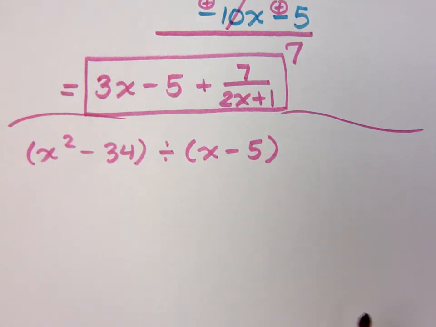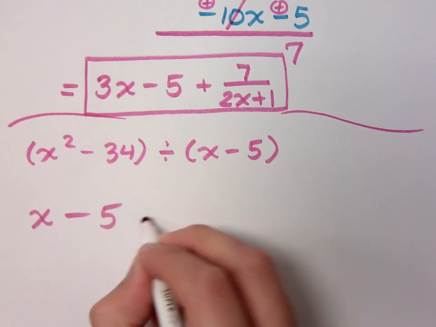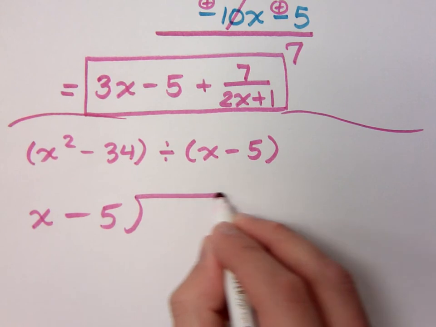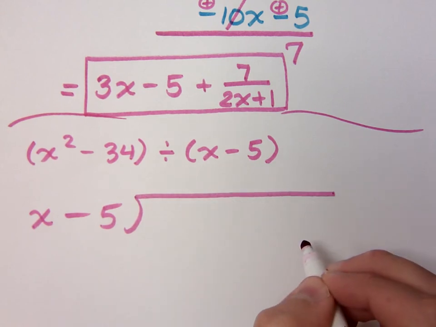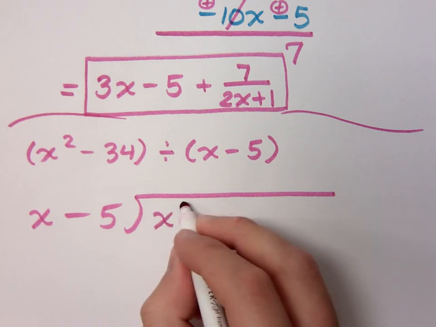It's not x minus 5 divided by, the way you would put it, x squared minus 34. It's x minus 5 is the divisor, so it goes on the outside of the division bar. And what goes on the inside? x squared minus 34. Now, I want to stop you before you write all of this here.